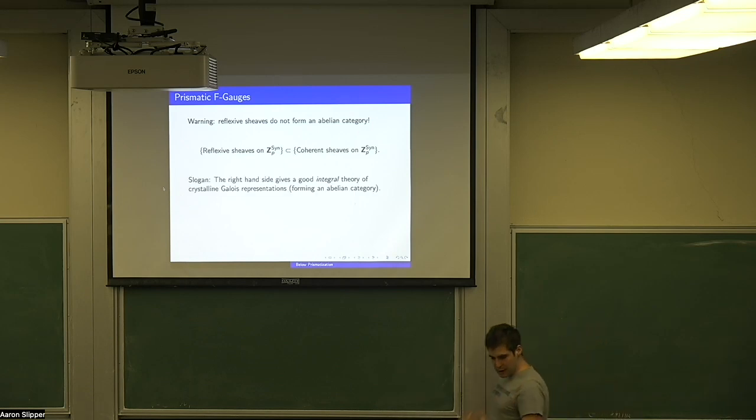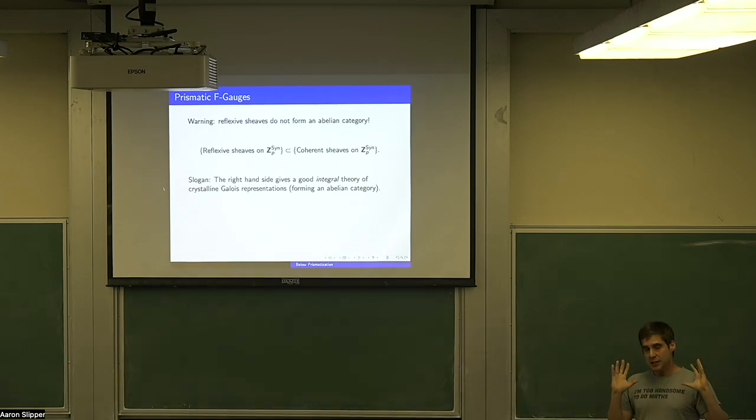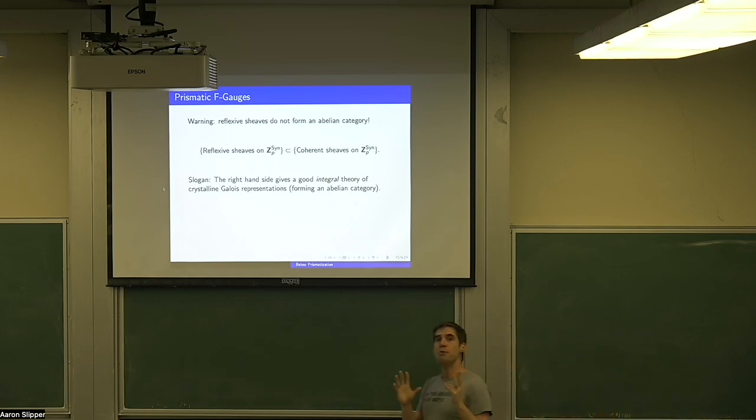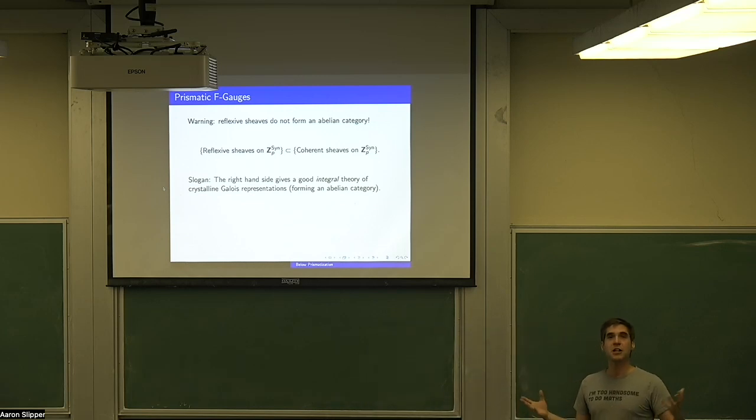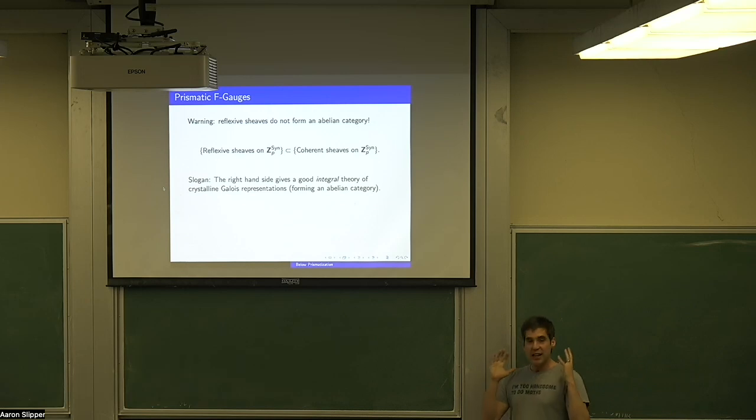And so the way that you should think about this is that the category of coherent sheaves on ZP-SYN is an enlargement of this category of reflexive coherent sheaves, which has an interpretation in terms of crystalline Galois representations. The notion of a Galois representation being crystalline is a notion for representations over QP. And if you want a good integral theory where you can talk about, for example, p-torsion sheaves, and you want the collection of these objects to form an abelian category, then what you want is this theory of prismatic F-gauges. That's the thing that it does for you.